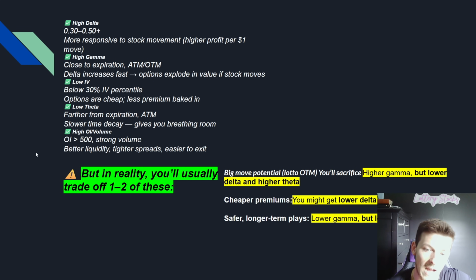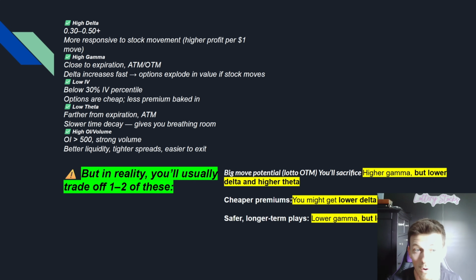If you want to look for the optionality things alongside high open interest as well as implied volatility, the premium you're going to pay, you want to look for a high delta, 0.3 to 0.5, which is more responsive to stock movement, higher profit per dollar move. And you want to look for higher gamma, which is close to expiration, at the money or out of the money, meaning delta is going to increase fast, option is going to explode in value if the stock moves. These are all short-term plays.